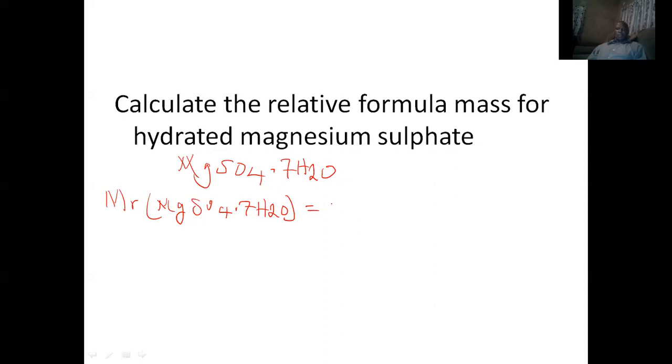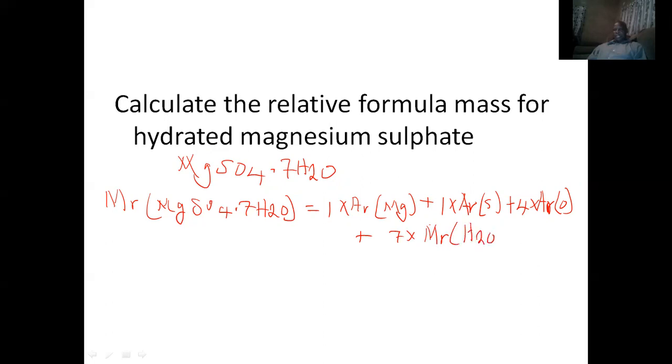equal to 1, that's the subscript for magnesium here, multiplied by the relative atomic mass for magnesium, plus 1 for sulfur multiplied by the relative atomic mass for sulfur, plus 4 multiplied by the relative atomic mass for oxygen, plus 7 multiplied by the relative molecular mass for water, because this is now a molecule.